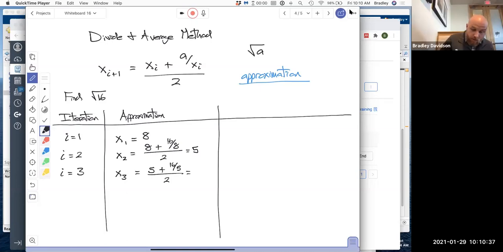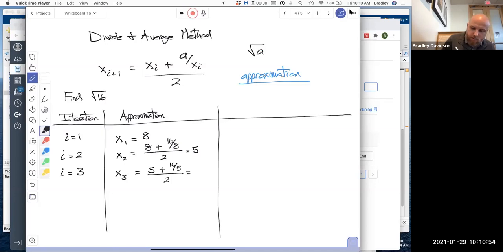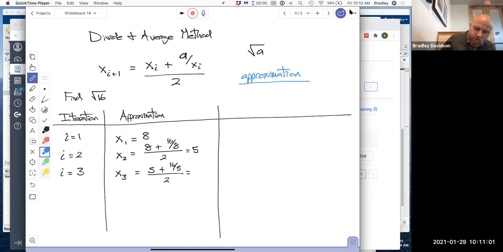So this is, why are you doing 16 divided by like 8 and 5 and not 9? Oh, and not 9. Yeah. It's because our A, we're finding the square root of 16, okay? And this is the formula for the square root of A. Oh, I'm sorry. That's an A over x sub i, not 9. My bad. I realize my handwriting isn't helping here. Sorry about that. No, that's fine. So the formula that we're using each time is going to be 16 divided by the previous approximation.